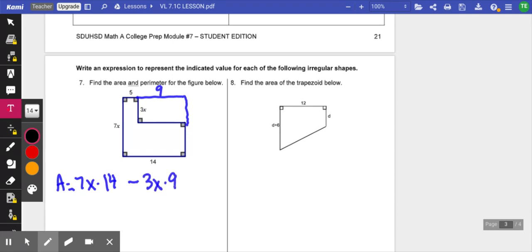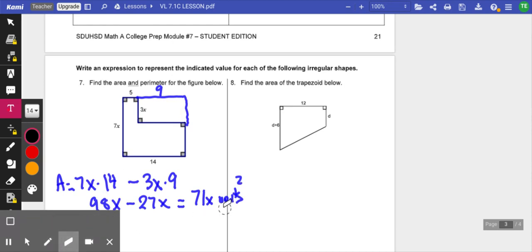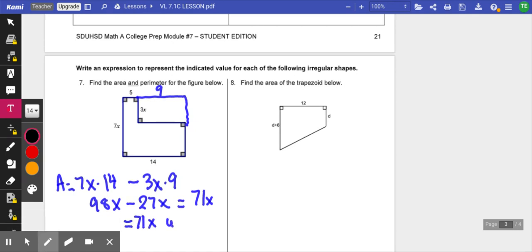So I worked that out. 14 times 7 is 98. So 98x. 3 times 9 is 27, so minus 27x. I combine like terms, I get 71x units squared. That doesn't look like I said units. I'll write down here so I don't run out of room. 71x units squared.